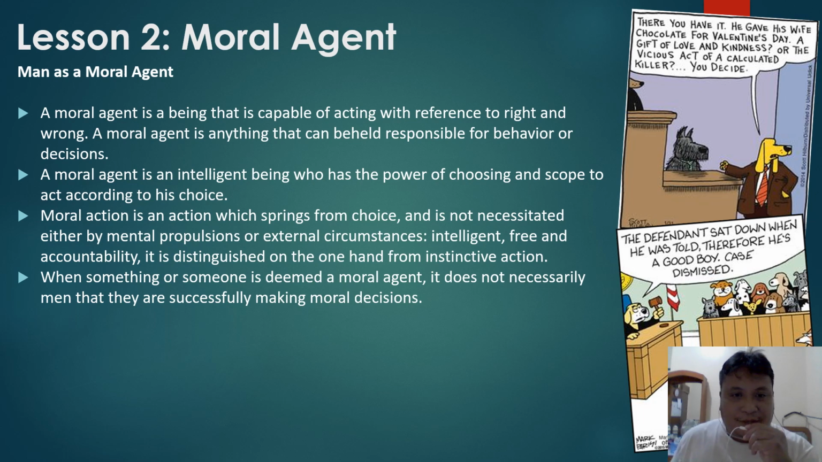So when something or someone is deemed a moral agent, it does not necessarily mean that they are successfully making moral decisions. In other words, since we are moral agents, it does not necessarily mean that we are successful in making moral decisions. Sometimes we can also commit mistakes. In committing mistakes, we can be blamed for our own wrongdoings.